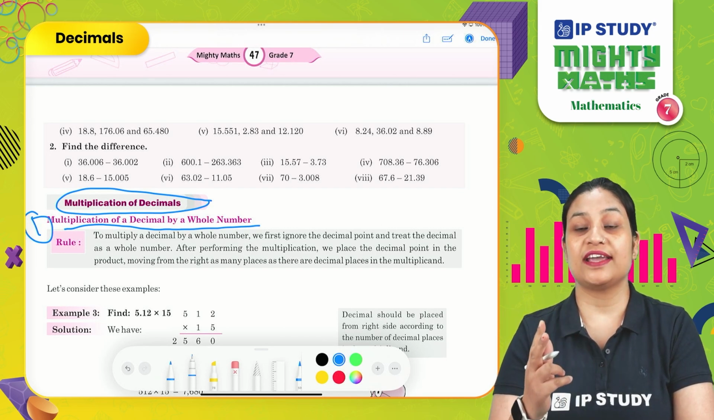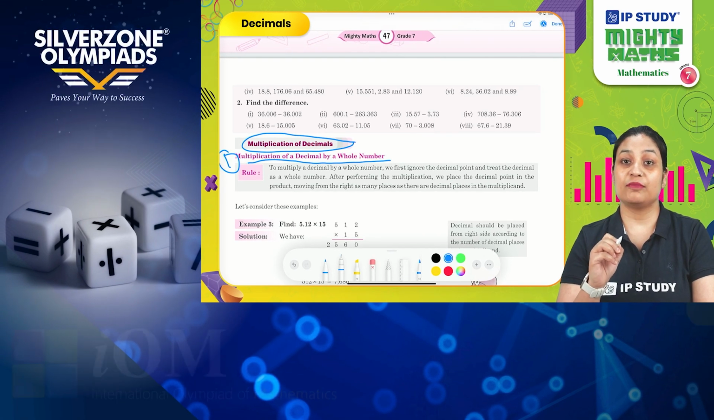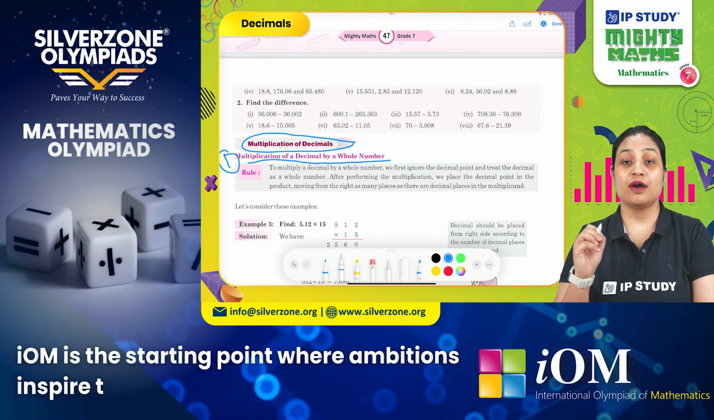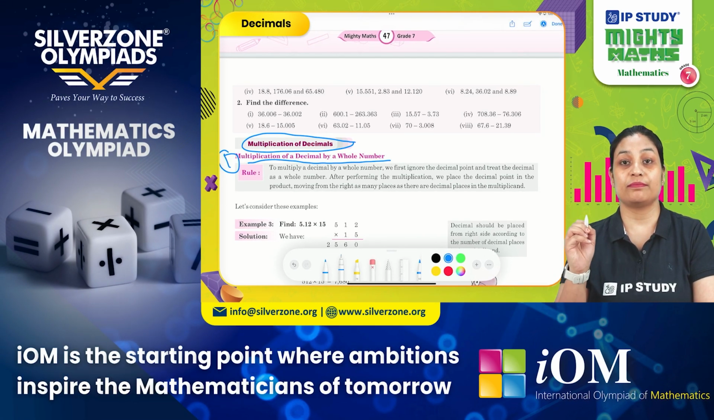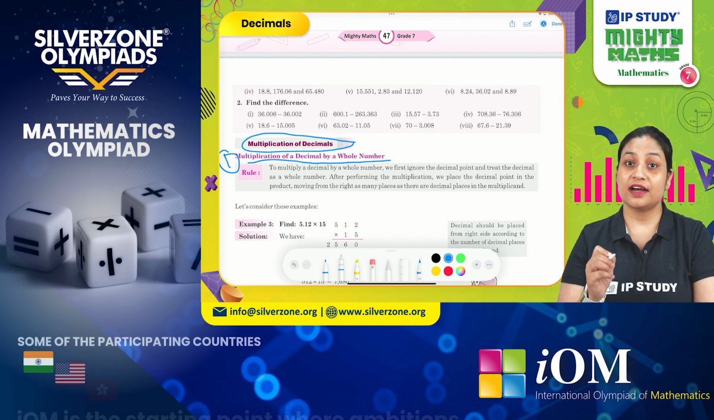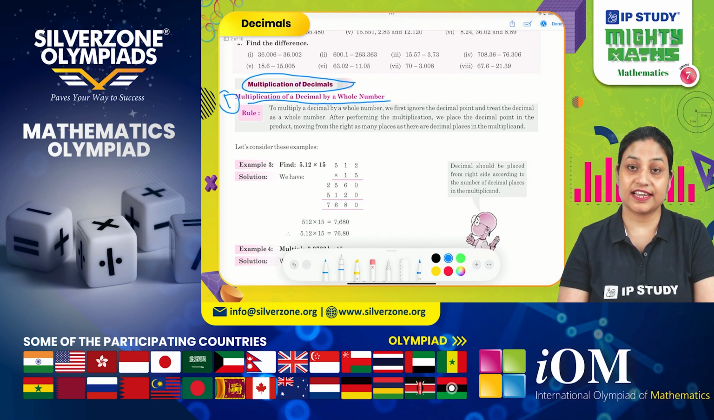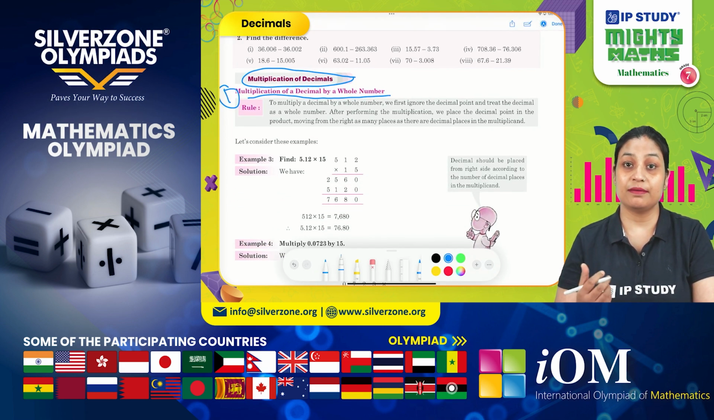Multiply the two numbers as if you are multiplying two whole numbers. And then by counting the number of decimal places in the decimal number, put the decimal point counting from the right in the product. This is how you are going to multiply a decimal number with a whole number. Now let's explore this. Let's take an example to understand this concept in a better way.